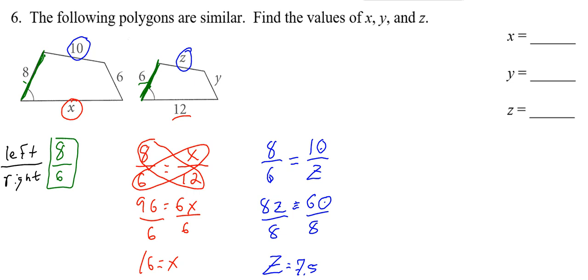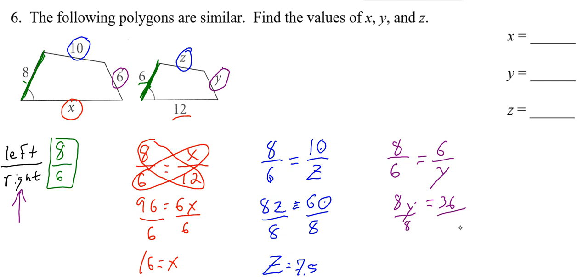Okay. And then my last one I see is y here, so that corresponds with 6. So again, I'm going to have 8 over 6. My left side is 6. My right side is y. Again, using my original defined ratio. Multiply this out, I get 8y equals 36. Divide by 8, divide by 8. I get y is 4.5.